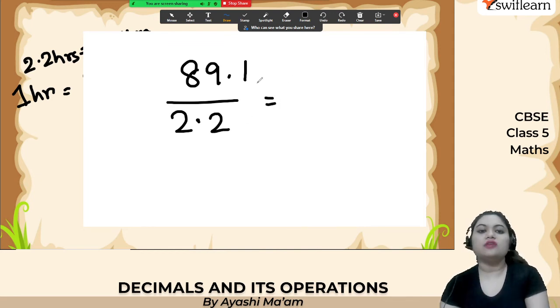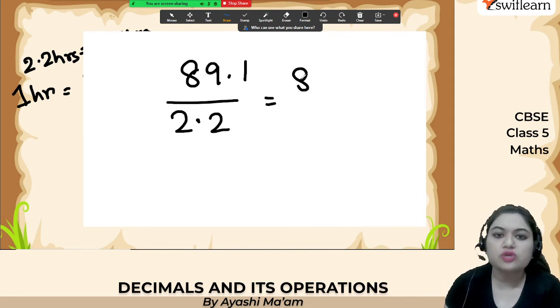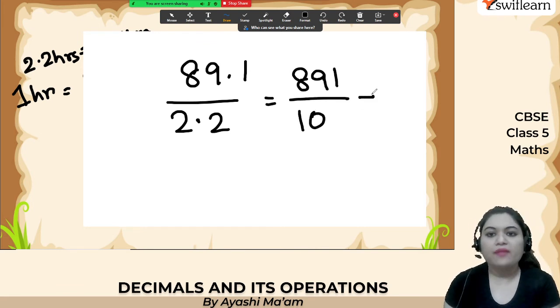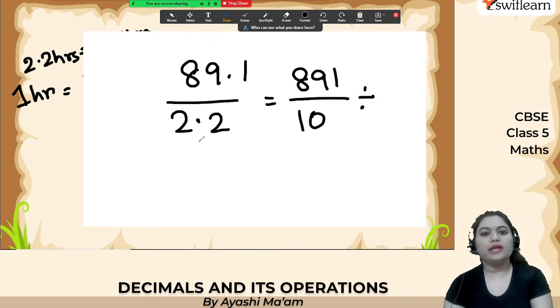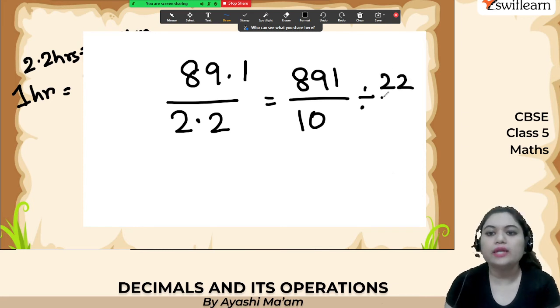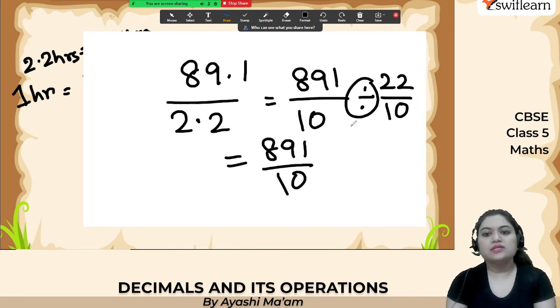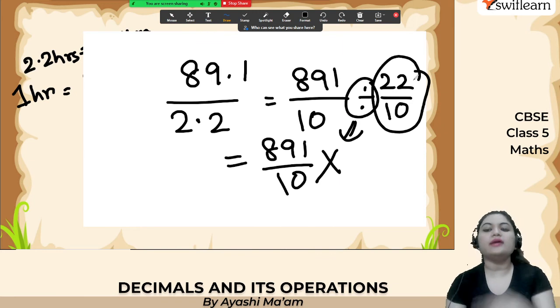Okay, first convert each of them into fractions. So it will be 891 by 10. Okay, and this is divided by what? Divided by 2.2 means what? 22 by 10. Now what will happen while dividing? This first fraction will be as it is. This division sign will become multiplication, and here you have to take the reciprocal.